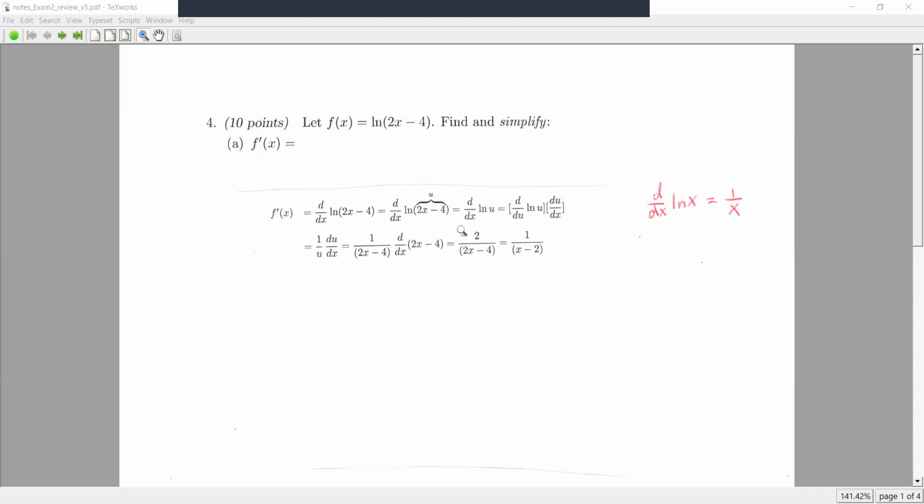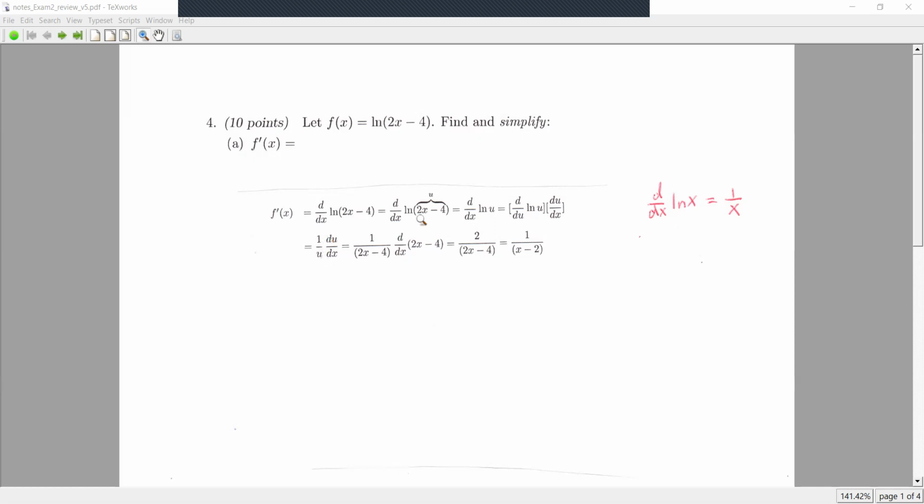Natural log of u, derivative with respect to x. To compute this derivative, I need the chain rule. I insert du to the bottom and to the top and make the derivative become the product of these two derivatives. Derivative of natural log of u with respect to u, by the formula, is 1 over u.